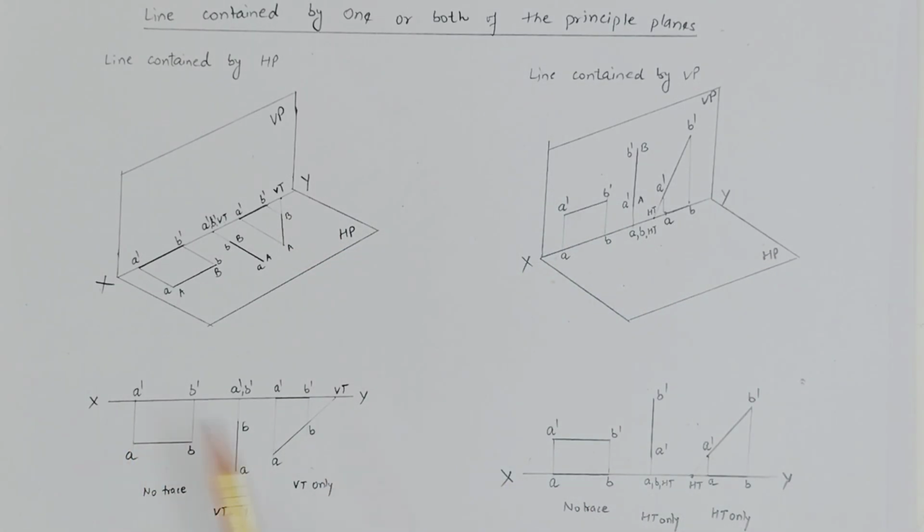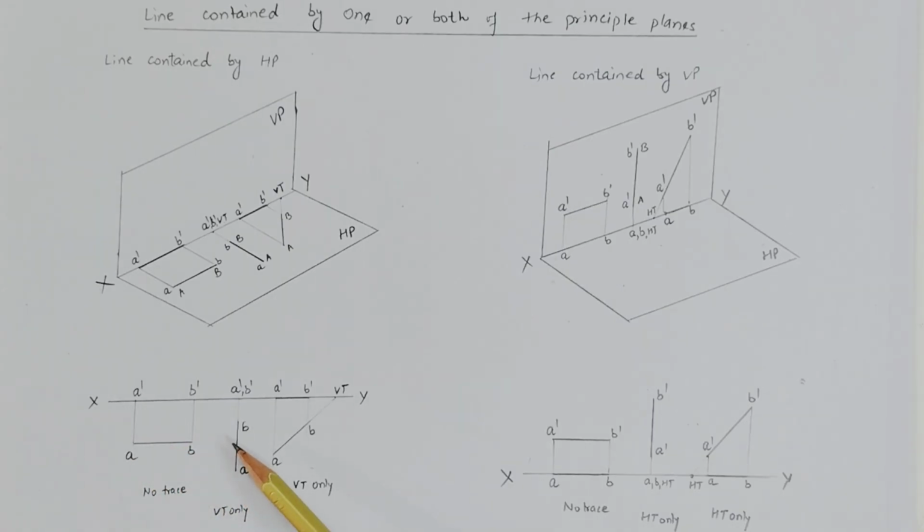So we just show this on the XY plane. Similarly from here, the top view is AB and the front view is A dash B dash. In this case, there is no intersection of the line with any plane or with the reference line, so that's why there are no traces at all.